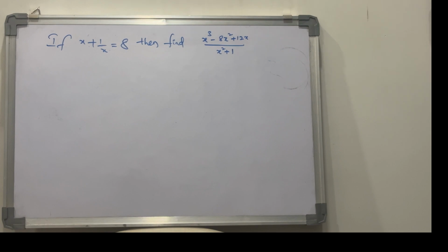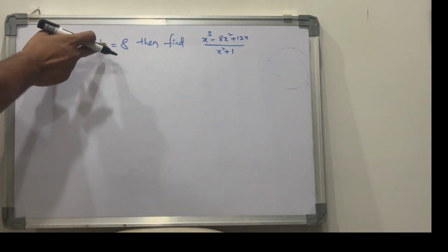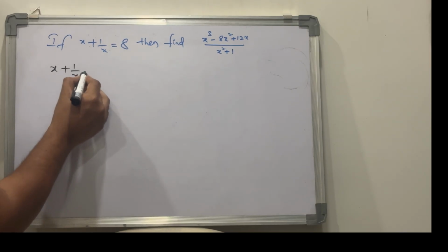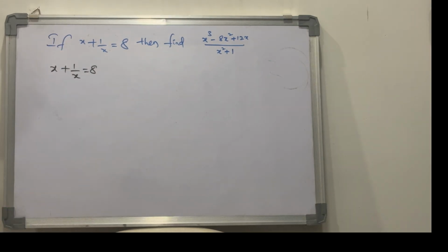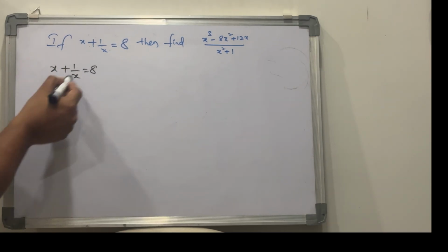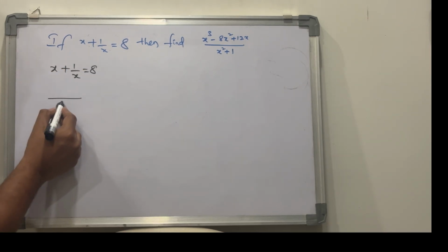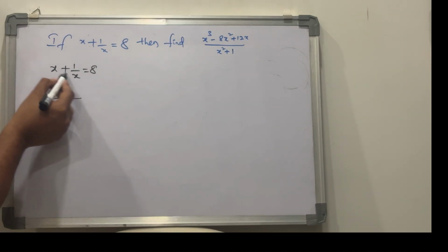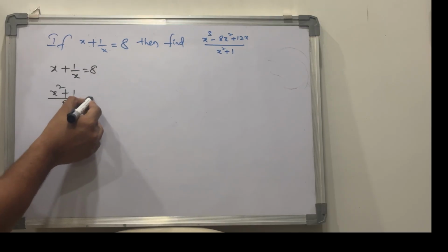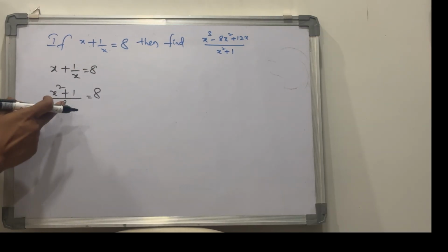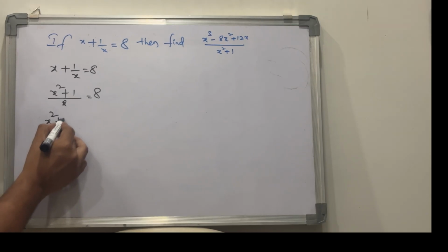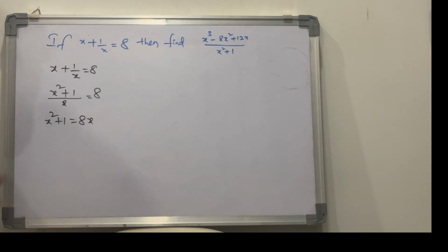Look at this. First of all, write this condition. Given x plus 1 by x is equal to 8. From this one, you can write this as, multiply by x, x square plus 1 is equal to 8x. Take this x to this side, we get x square plus 1 is equal to 8x.